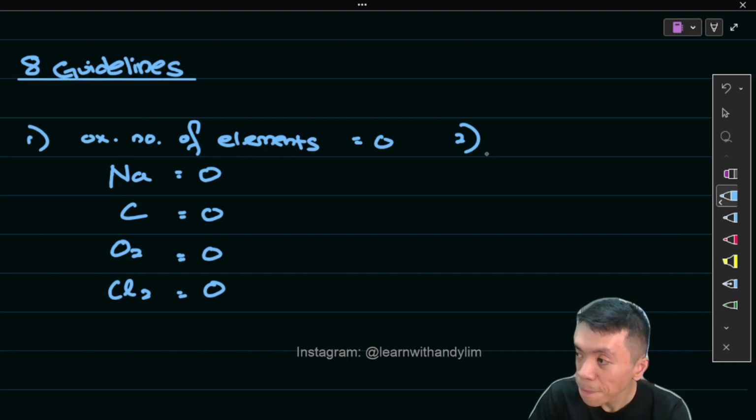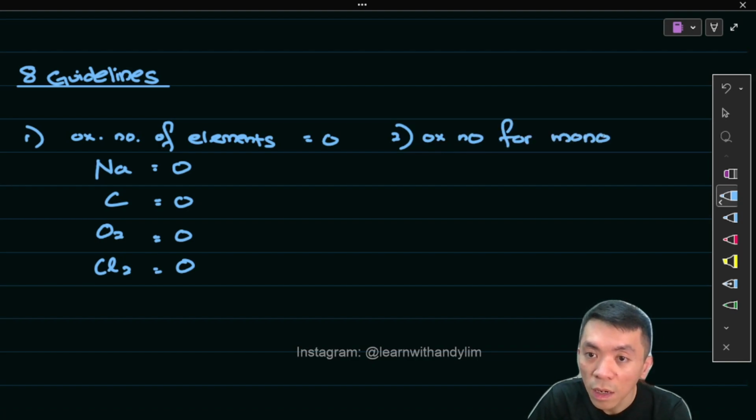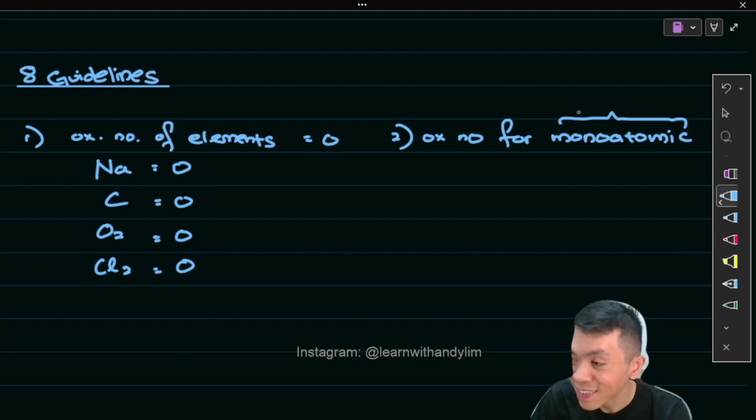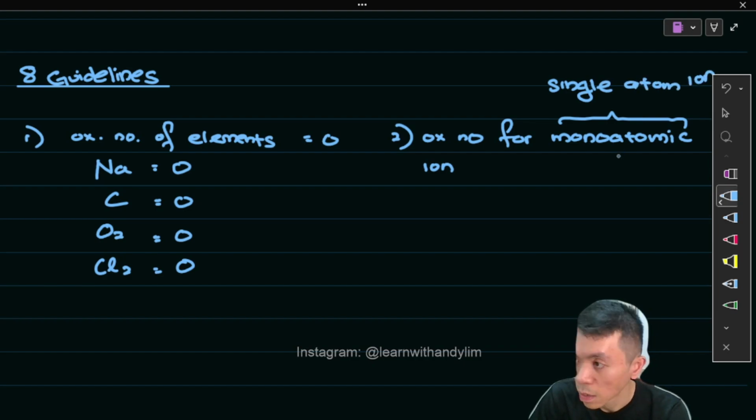The second one: oxidation number for monoatomic ions. Monoatomic stands for a single atom ion. It is equal to the charge.